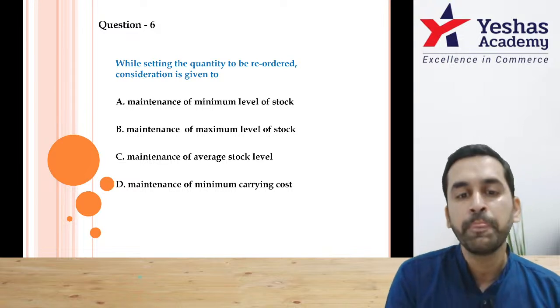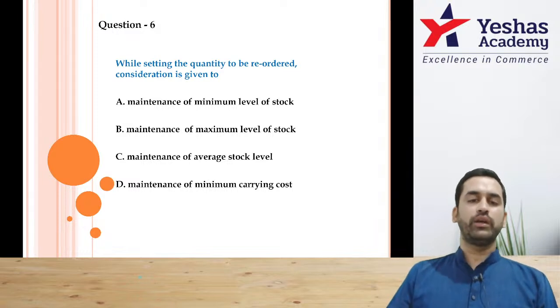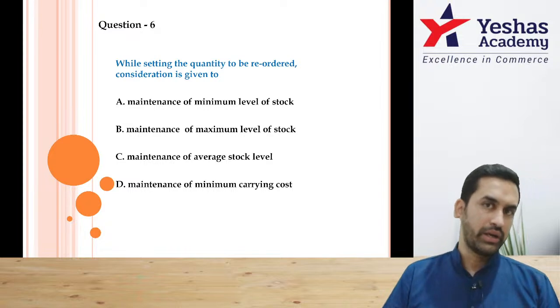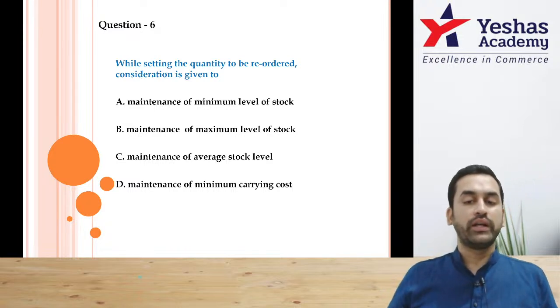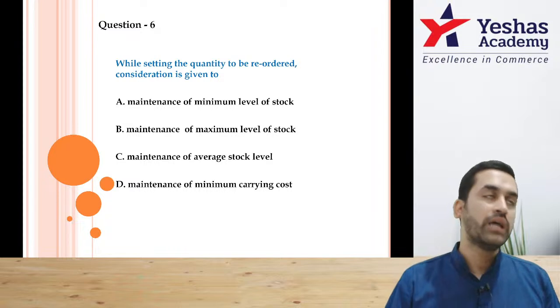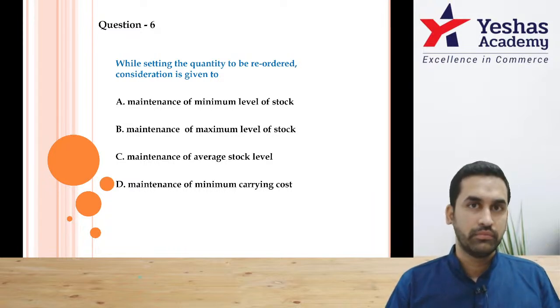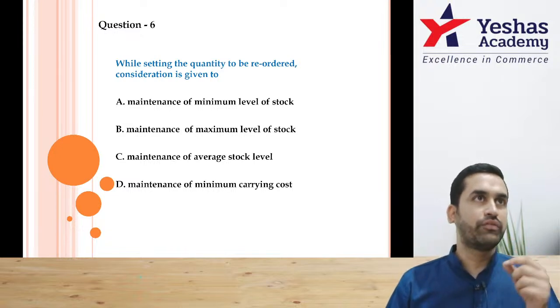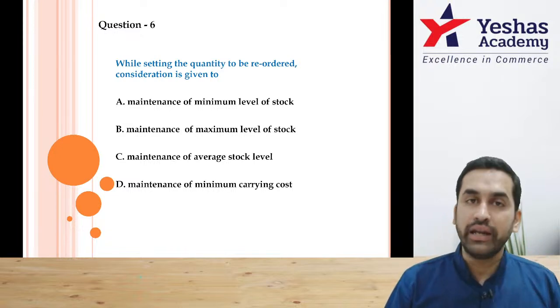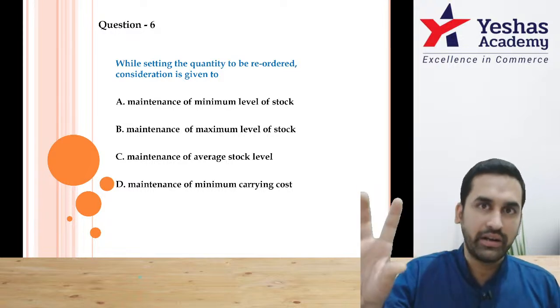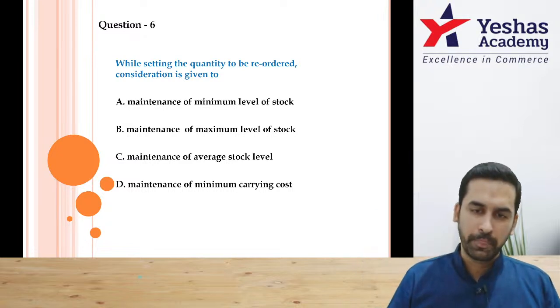Yes, let's move on. While setting the quantity to be reordered, consideration is given to maintenance of minimum stock, maximum stock, average stock, minimum carrying cost. Observe, read properly. While setting the quantity to be reordered, that means I'm thinking of deciding when should I place my next order. Understand my wordings? I'm thinking of deciding when should I place my next order. When I am supposed to fix that number, say 700 kg, what should I keep in mind?